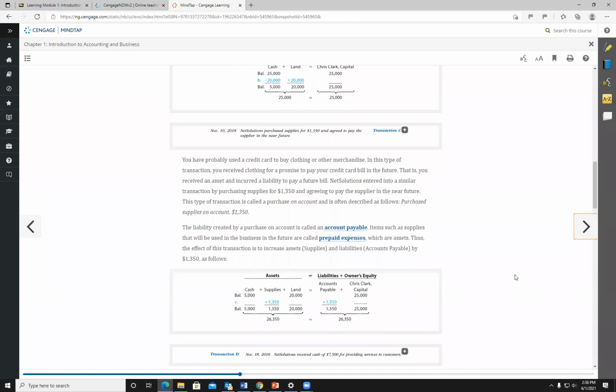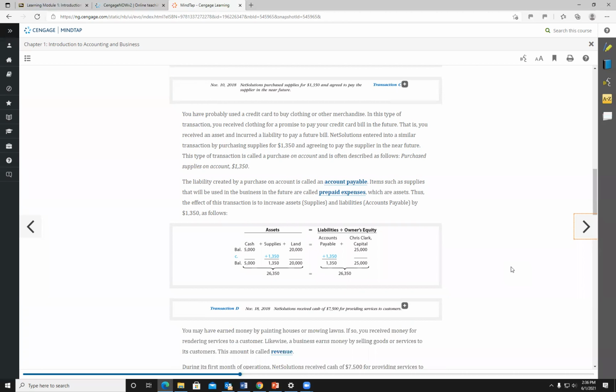Now let's get a little more complicated. Net Solutions now is going to purchase supplies for $1,350 and agrees to pay the supplier in the near future, which means he's not paying cash for his supplies. He's paying it with credit. So now he's creating debt. So let's go down here.